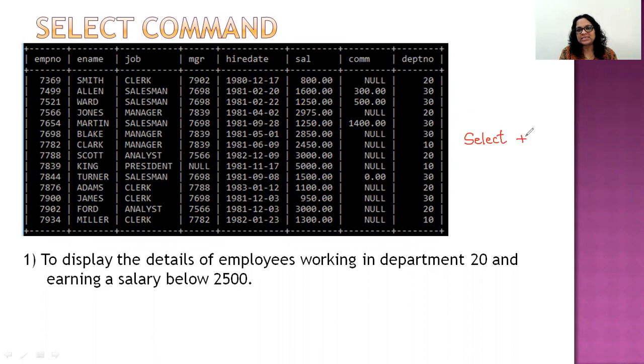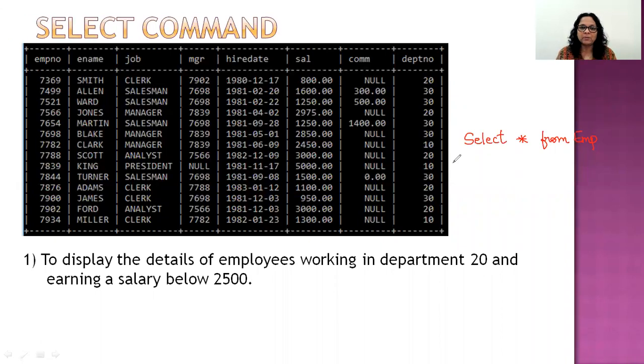When it says details, I write star. When it specifies certain column names, I write the column names. Okay. From where? From this particular table, I am still using the EMP table. Okay, so select star from EMP. Let's read the question once again. Display the details of employees.